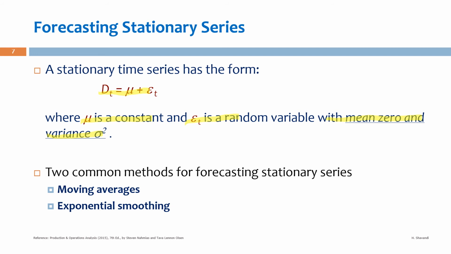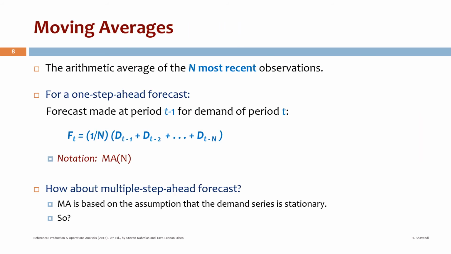The two common methods that are used for forecasting on a stationary time series are moving averages and exponential smoothing. Okay. The first method that we have here is moving average. In the moving average method, we take the arithmetic average over the n most recent observations.